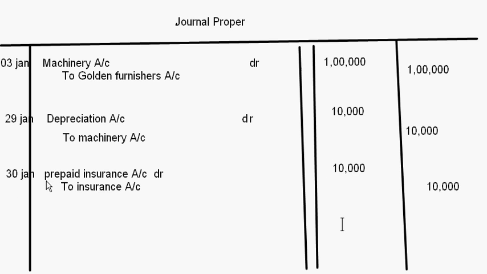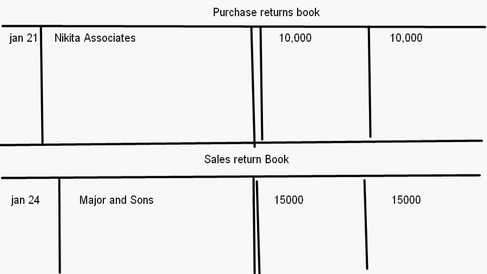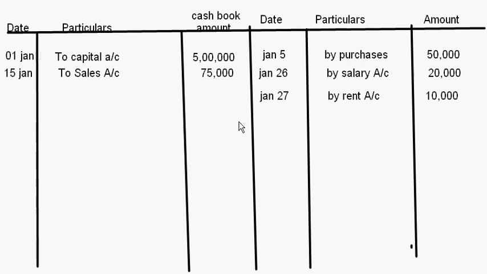So these are the three transactions which will come in the journal proper. Appropriate narrations should be written for them, and the other transactions we have put in the proper book. So this was our cash book. All the transactions relating to the cash book have come here. Now you can close this cash book. Fine.